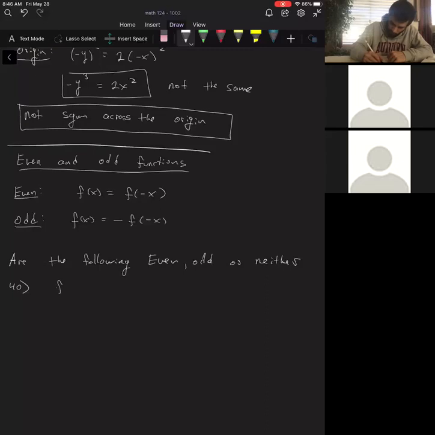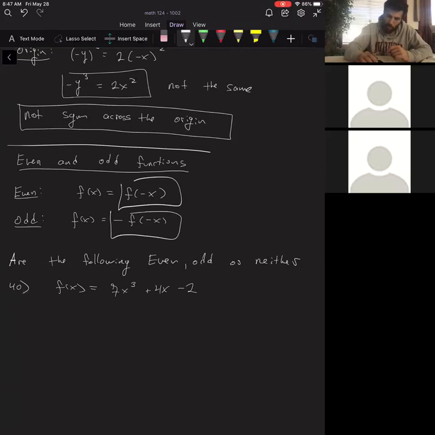So f of x is equal to 7x cubed plus 4x minus 2. All right, so let's see. Well, we need to find a couple of things first. We need to find what is f of minus x and what is minus f of minus x, and we've got to see if anything is equal to one another. So we're given f of x. Let's find f of minus x.